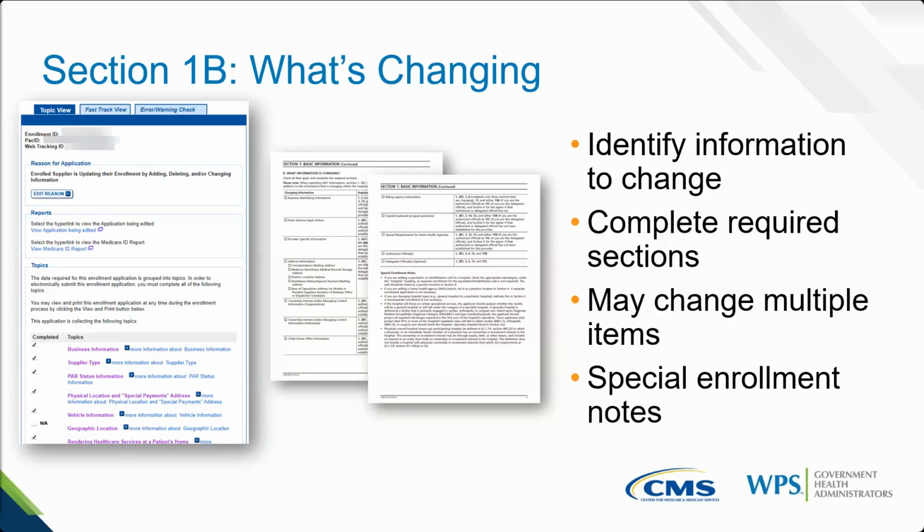On the right, you're seeing the what's changing section, which actually encompasses 2 pages on the CMS 855A if it's paper. And you can change multiple things at a time. It's just listing the individual changes and here are the sections that need to be completed to execute that.